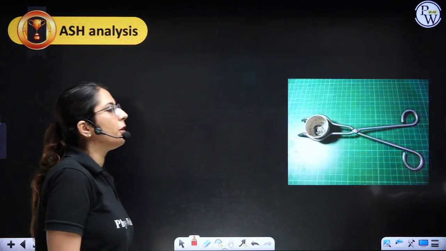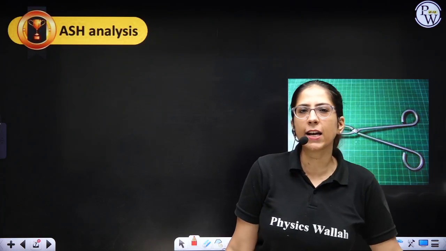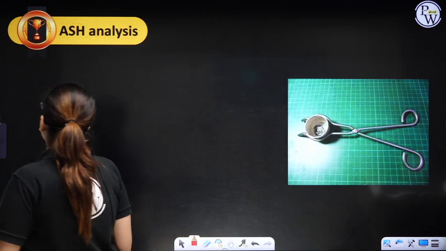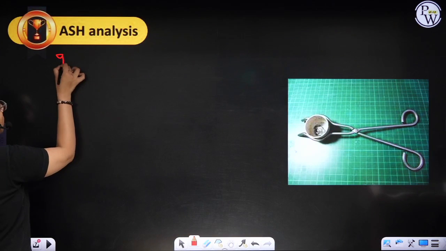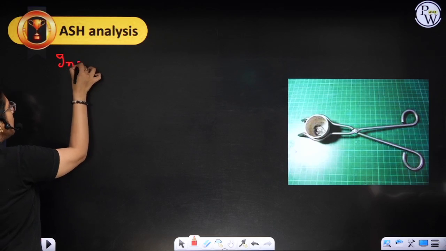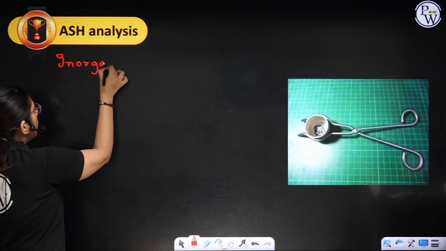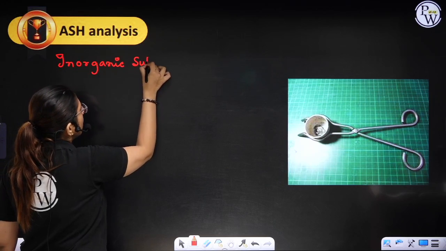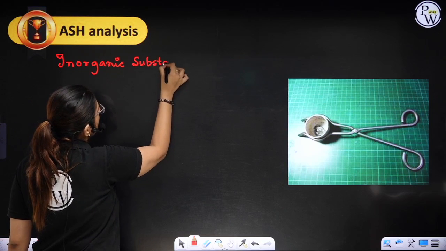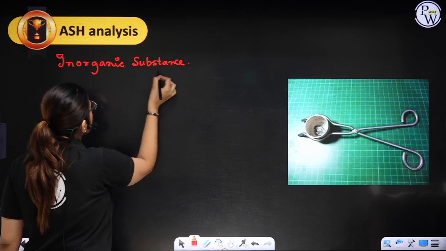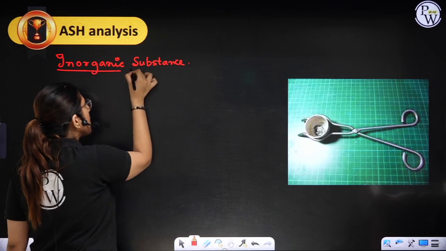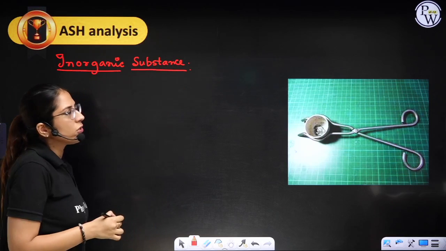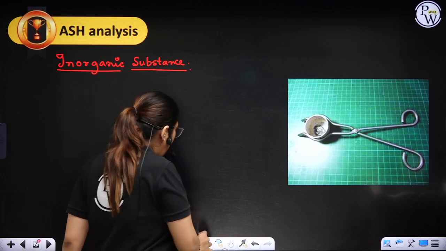Now let's talk about the ash analysis. Why is ash analysis being done? To talk about the inorganic substances. So we got to know about the organic substances. Let's say how can we get to know the inorganic substances. Inorganic substances are those substances which we can determine with the help of an ash analysis.